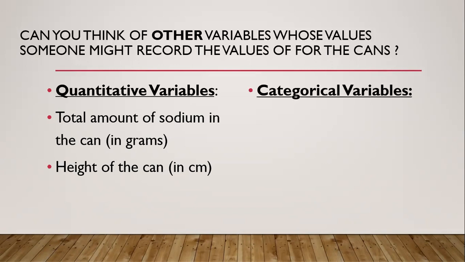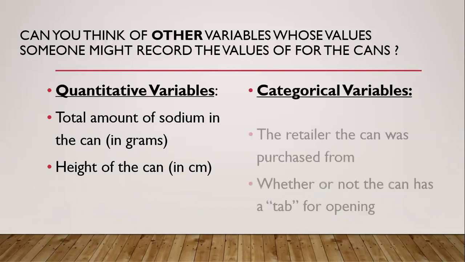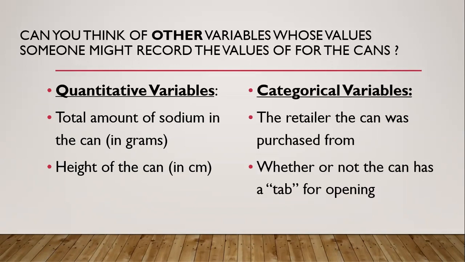What about a categorical variable, something that we wouldn't do math on for cans? Well, how about the retailer that the can was purchased from? Maybe it was purchased from Target, or maybe it was purchased from Amazon or Hy-Vee. That retailer would be a category that we wouldn't do mathematics on. Another example of a categorical variable for a can might be whether or not the can has a tab for opening it at the top. That either or, yes or no, that'd be an example of a categorical variable.